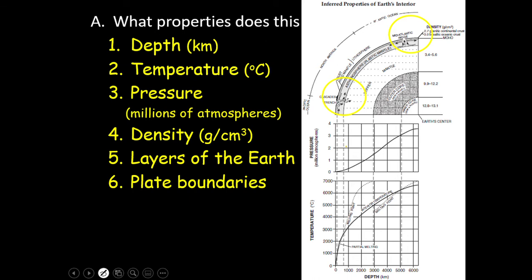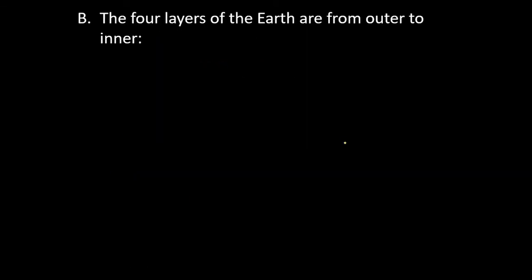Now, let's break it down a little bit more. Let's take a look at the layers. There are four main layers. We're going to start from the outer part and work our way in. So all the way up at the top here, if we follow this line, the outermost part of the Earth is going to be the crust. The crust is the part that we live on.